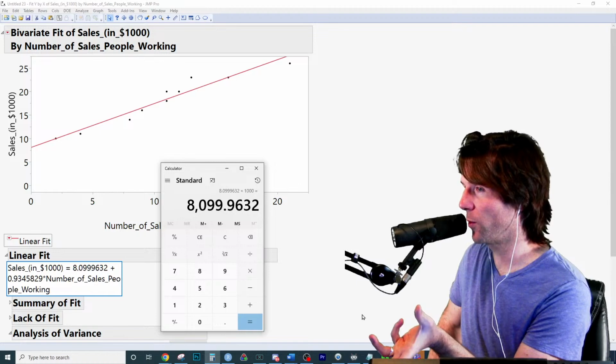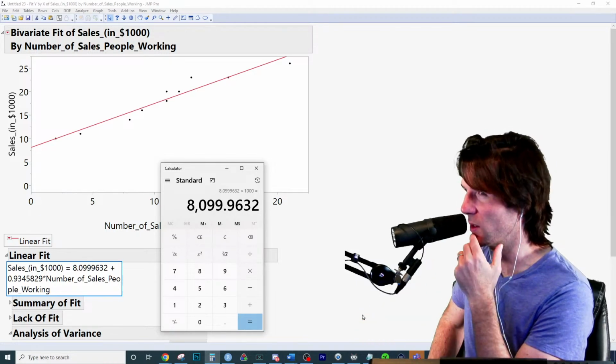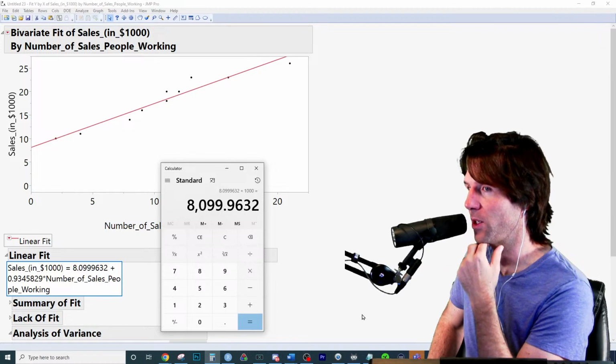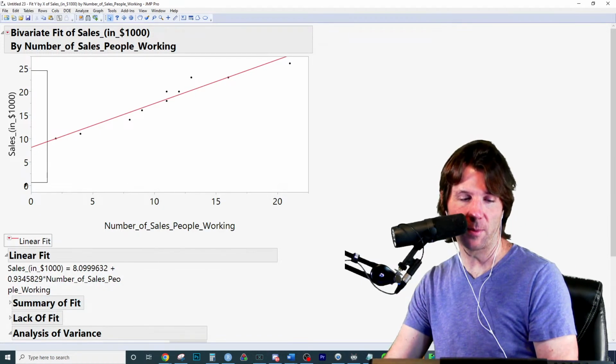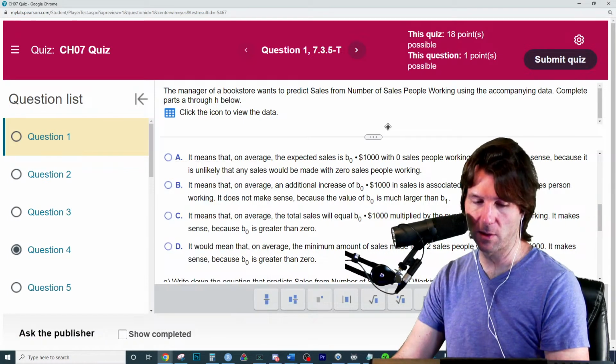And that sounds really weird, right? Because when no one is working, how can we make sales? Does that make sense? This is probably an extrapolation of the model because it's outside the X bounds of the model. And so it doesn't really make sense right there.